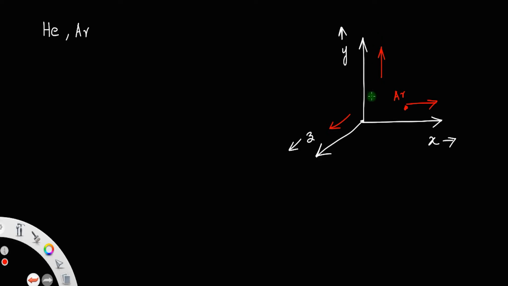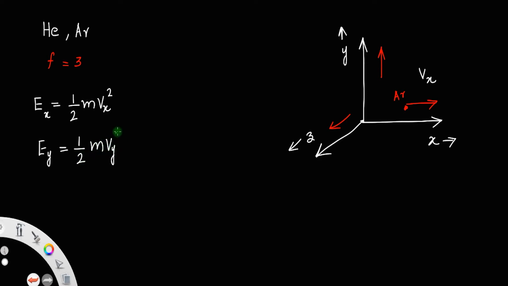So this motion is called a translation. So it can translate in any of the three, or all three axes. So let's say degrees of freedom f equal to 3. Suppose it is moving in the x direction with a velocity vx, then the energy associated with it will be half m vx square, right? Or if the gas moves in the y direction, then the energy will be half m vy square. Clear? So that's the case of a monoatomic molecule.